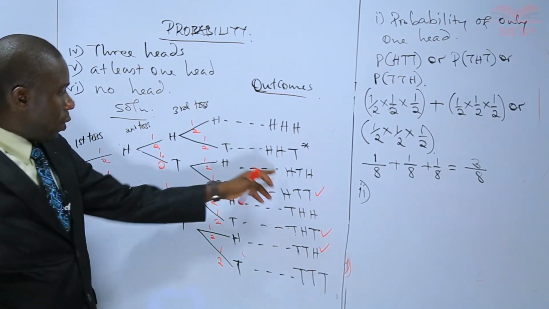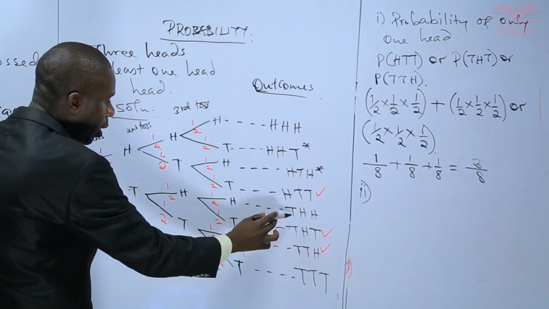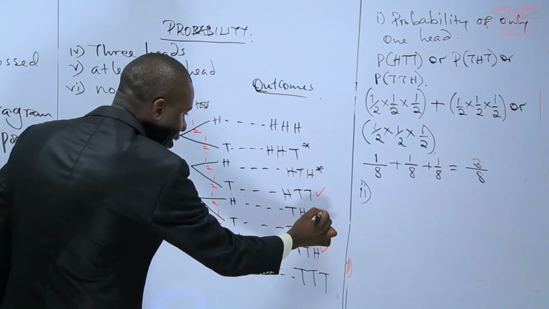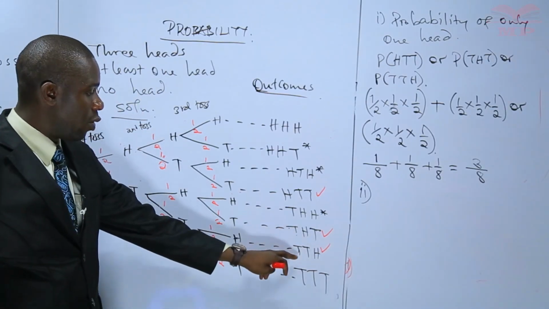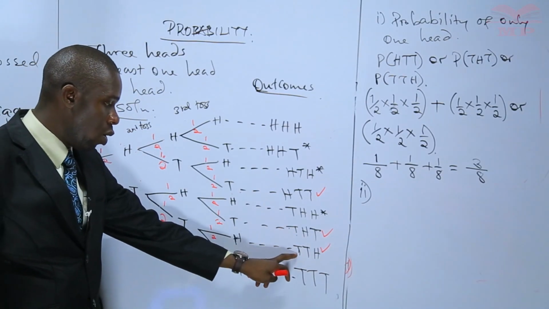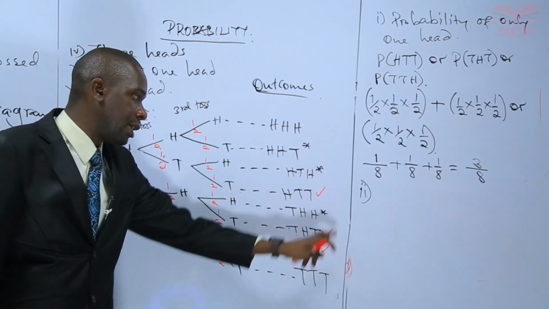Another 2 heads, we have 2 heads here, yes. Do we have 2 heads here? No. Do we have 2 heads here? Yes. We have a tail and 2 heads. Do we have 2 heads here? No. Do we have 2 heads here? No. And do we have 2 heads here? No. So it's only these 3 instances.